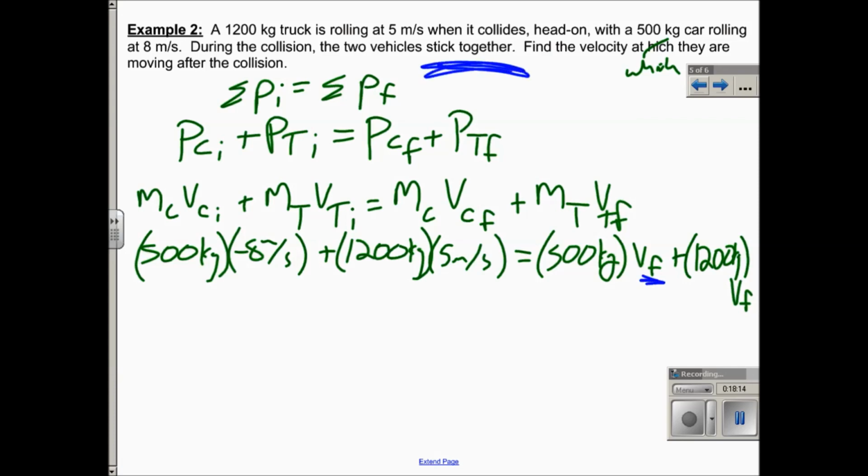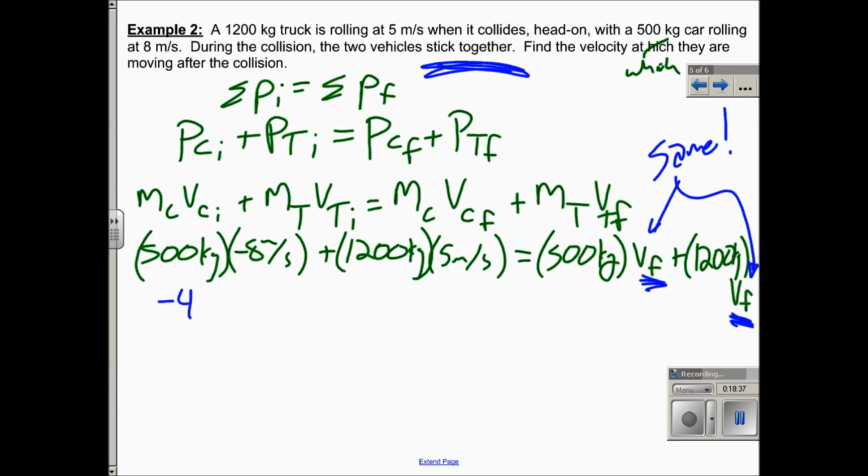But notice, here's the big deal, you guys. Since the vehicles stick together, that means they're going to have the same final velocity, right? If two objects are stuck together, they've got the same velocity. So I'm not going to distinguish between truck and car here. Notice I didn't write VTF and VCF. I just put VF. All right, so look what happens, you guys. This is actually pretty easy.